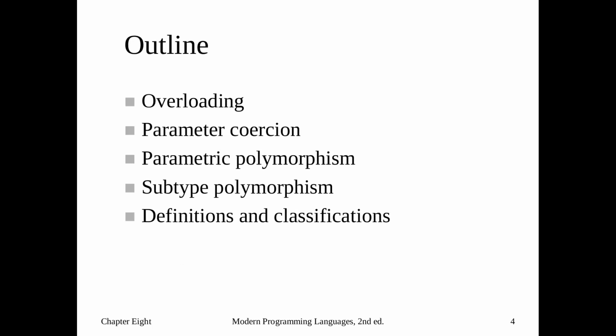So basically, the things that we're going to talk about are the concept of overloading, parameter coercion, parametric polymorphism, subtype polymorphism, and then we'll come back and redefine them. So the four types we're talking about are the first four items here, and then we're going to try to figure out how we can classify this.